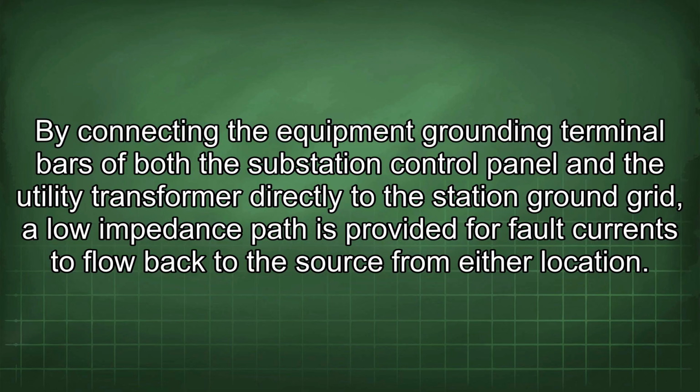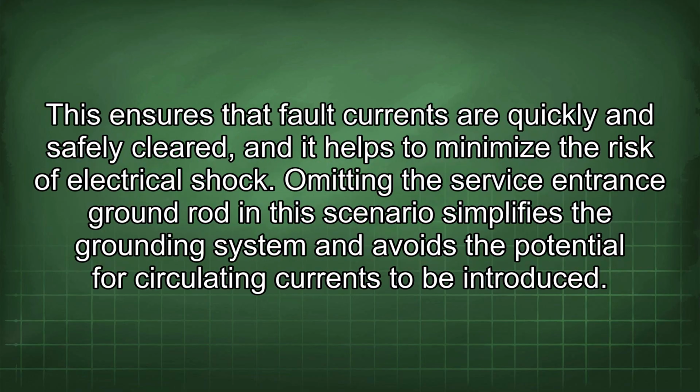By connecting the equipment grounding terminal bars of both the substation control panel and the utility transformer directly to the station ground grid, a low impedance path is provided for fault currents to flow back to the source from either location. This ensures that fault currents are quickly and safely cleared, and it helps to minimize the risk of electrical shock. Omitting the service entrance ground rod in this scenario simplifies the grounding system and avoids the potential for circulating currents to be introduced.